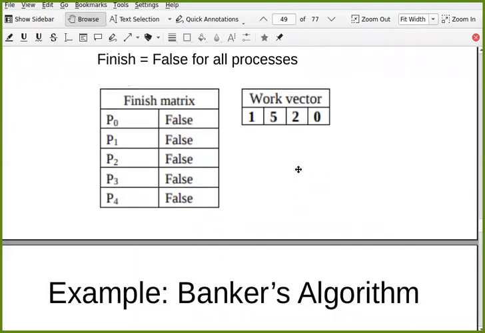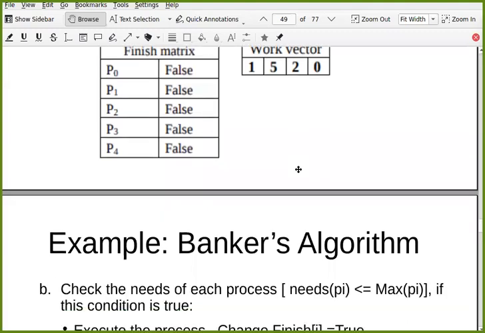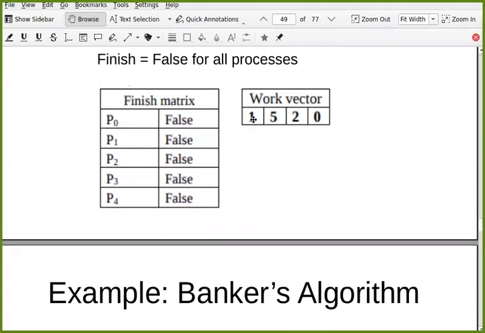Let us not get into this terminology, because it is terminology that I might have used from some other literature, so don't worry about that. But you can see that this is my current available resources, and currently I haven't marked any process, because I need to find out whether I can mark all these processes true, one by one, so that it will be in a safe state.